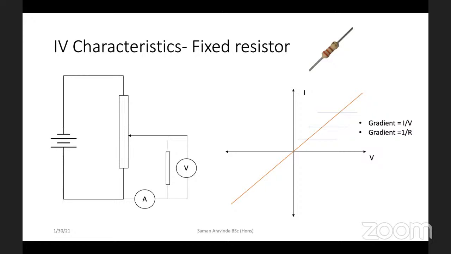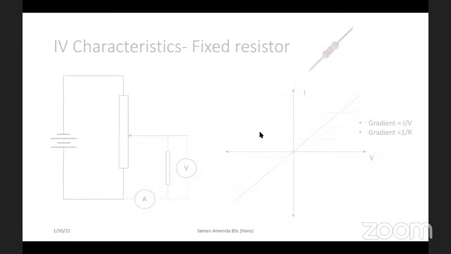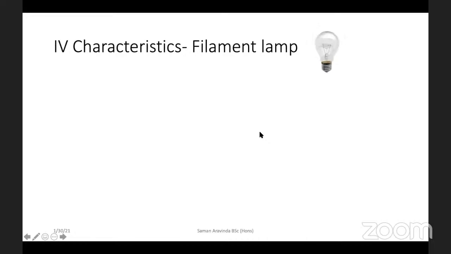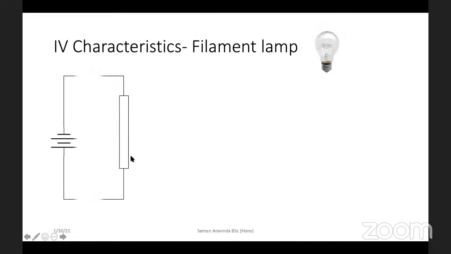Right. Now let's draw the circuit for the bulb. Now can you try? So we have the rheostat, the potential divider, and we have the same circuit, but replaced with what? The bulb. Okay.